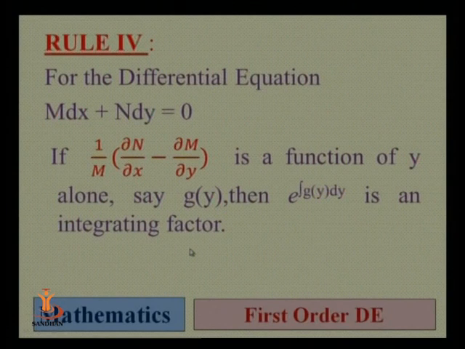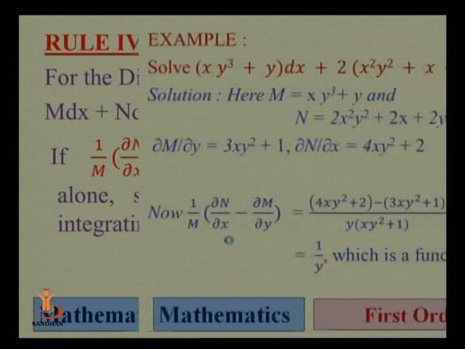Rule 4. For the differential equation m dx plus n dy equal to 0, if 1 upon m times del n by del x minus del m by del y is a function of only y, say g of y, then e raised to integration g(y) dy is the integrating factor.